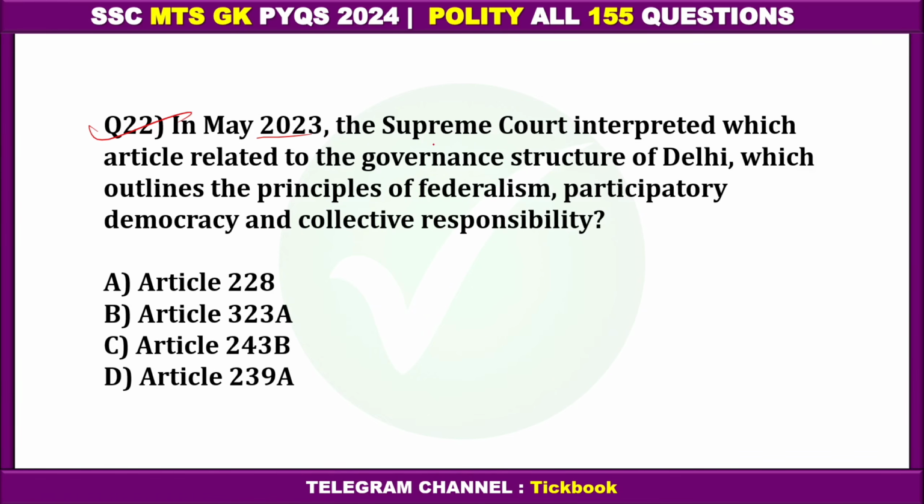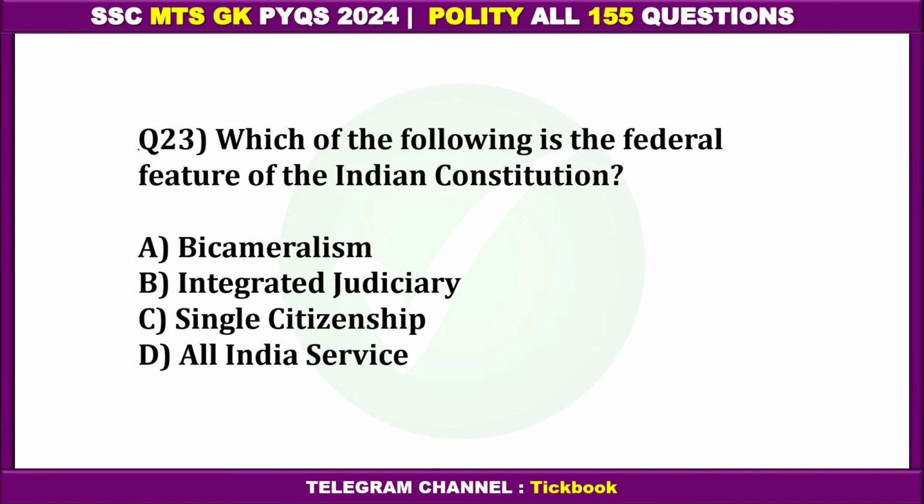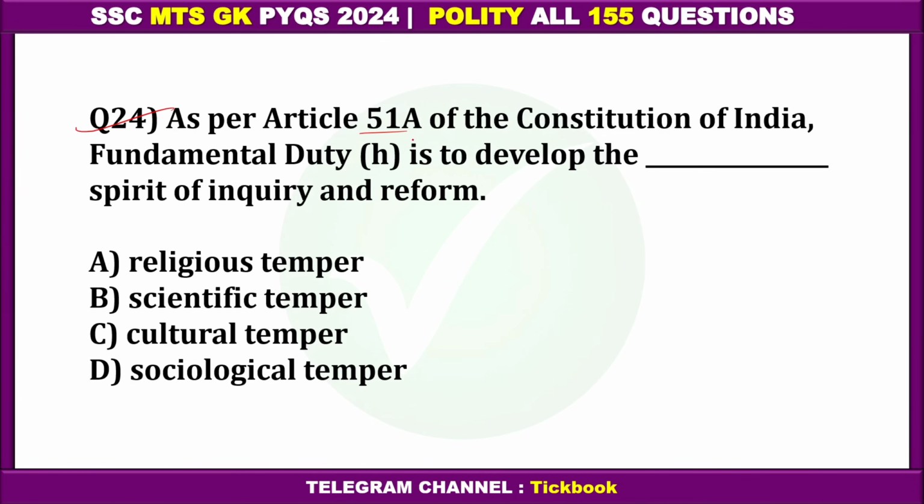22. In May 2023, the Supreme Court interpreted which article related to the governance structure of Delhi, which outlines the principle of federalism, participatory democracy, and collective responsibility? Option number D, Article 239AA. 23. Which of the following is the federal feature of the Indian Constitution? Option number A, bicameralism.